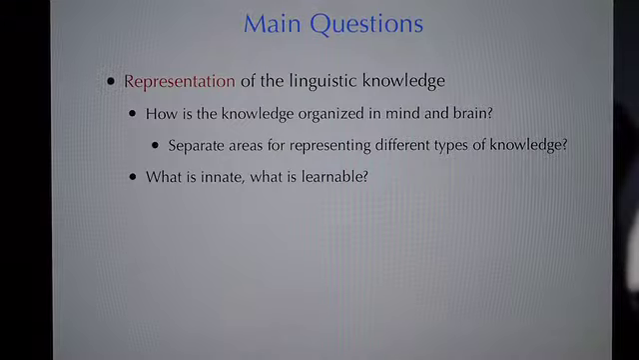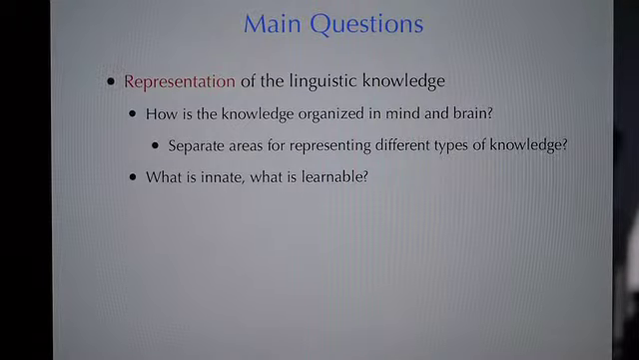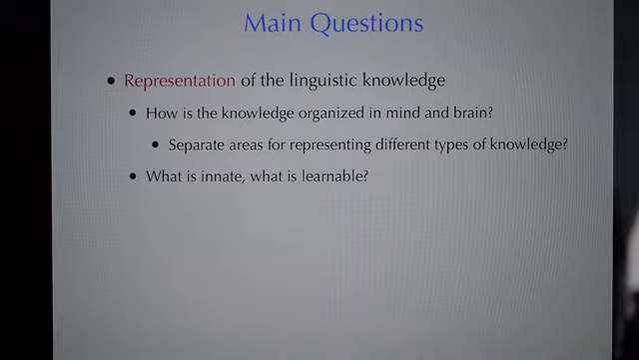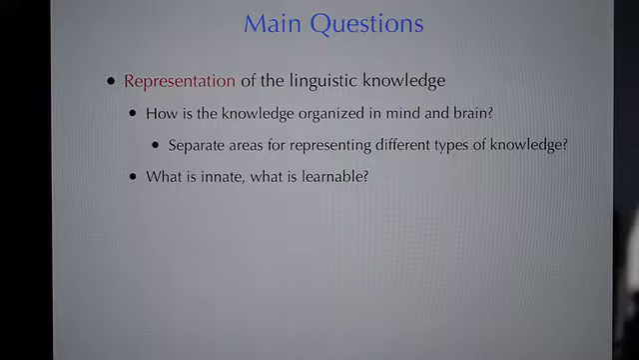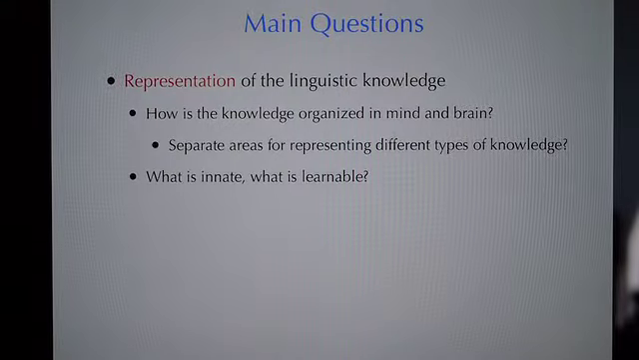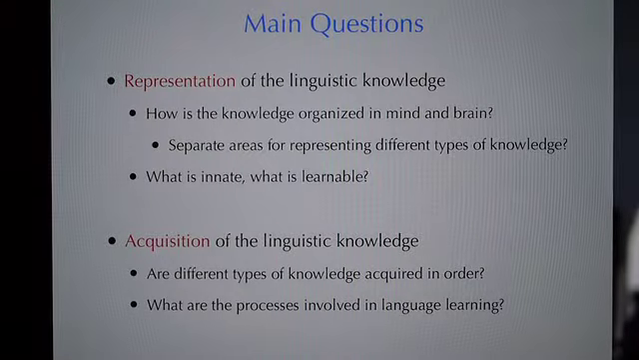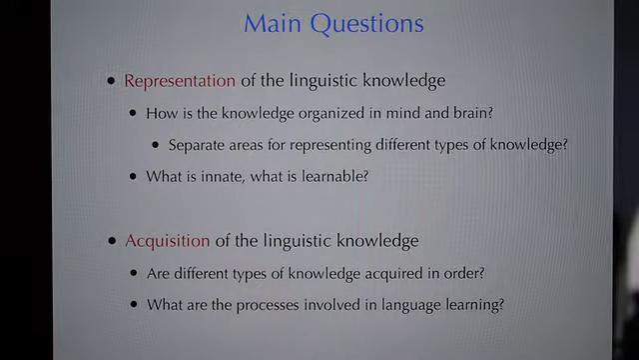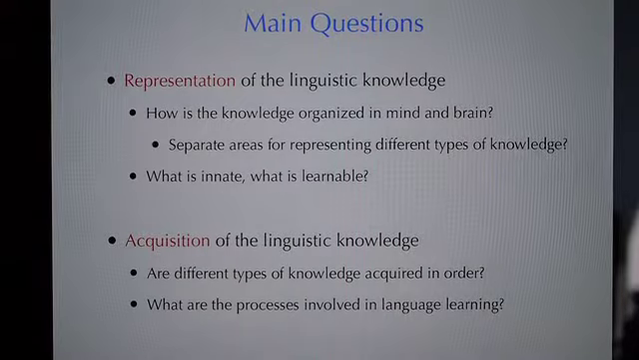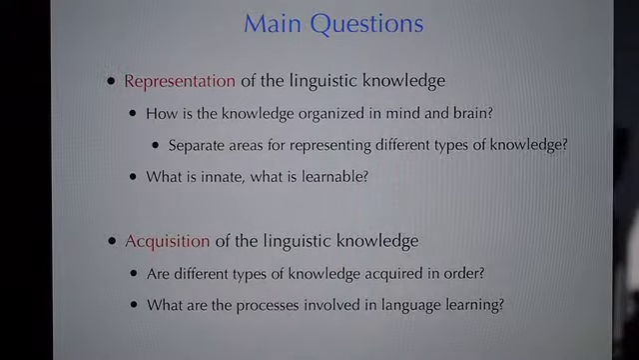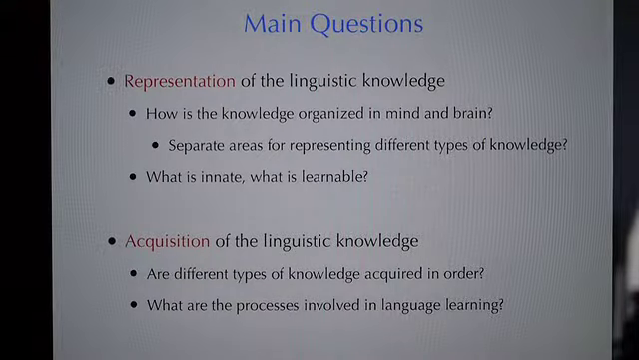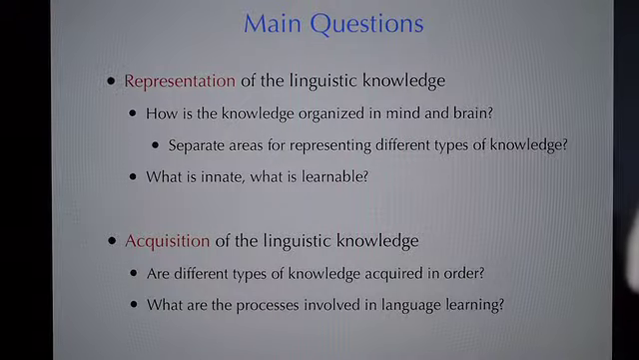And what is more, one of the main questions in this field is which part of this knowledge is innate, meaning we are actually born with it, and which part can be learned from the data that children and adults have access to. And the second group of main questions concern the acquisition of linguistic knowledge. So, are different types of knowledge acquired in a specific order, or is every aspect of language developed simultaneously? And finally, what are the processes involved in language learning?